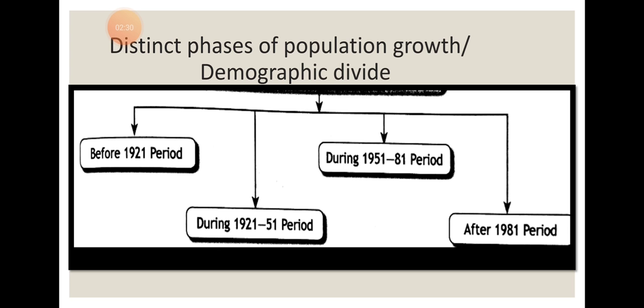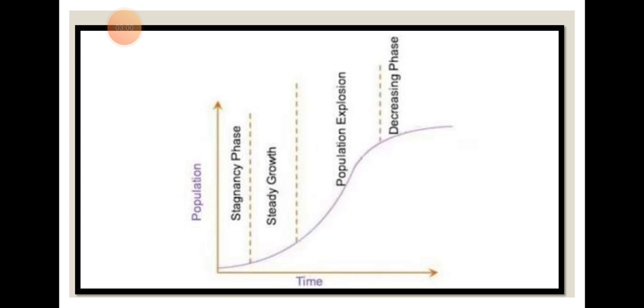Now this is the most important topic of this chapter, called the demographic divide, or the distinct phases of the population growth. From this topic you will understand the rate of growth in different periods of India. Before 1921 there was one kind of growth rate. During 1921 to 51 there is a different kind of population growth rate. From 51 to 81 there is another type, and so on. These different phases are known by different names. Now see this picture. This is a picture of the demographic divide, or the different phases of India's population growth.